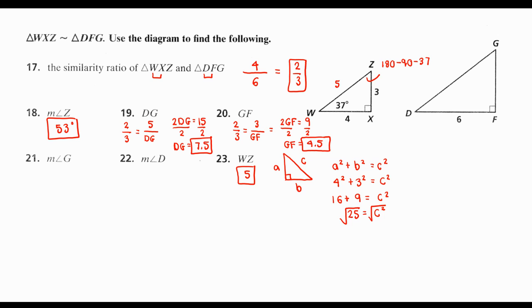All right. The measure of angle G, we'll notice that G and Z are going to be corresponding. And when you have similar figures, corresponding angles are congruent. So since we found that measure to be 53, so is angle G. The measure of angle D then is going to be congruent to the measure of angle W. So since angle W is 37, so is angle D. And so we found every single thing that we're looking for here.